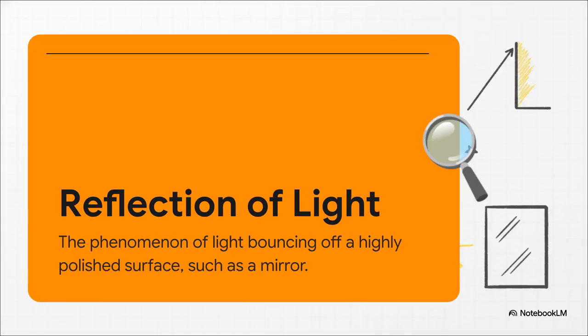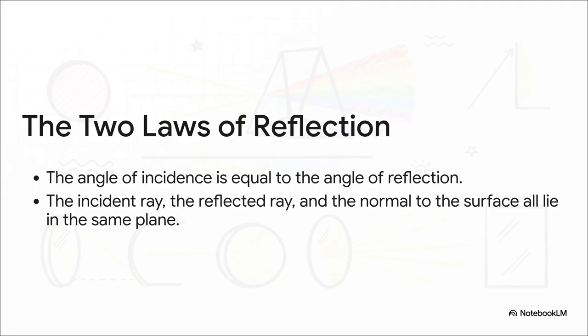And this bouncing action? That's what we call reflection. Just think of it like a super fast tennis ball hitting the wall. It comes in, it strikes the surface, and it bounces right off. That's the basic principle we're working with here. But here's the thing, this bouncing isn't random at all. It follows two very strict, unbreakable laws. First, the angle the light ray comes in at is the exact same angle it goes out at. And second, the incoming ray, the reflected ray, and something called the normal, which is just an imaginary line at a right angle to the surface, they all exist on the same flat plane.